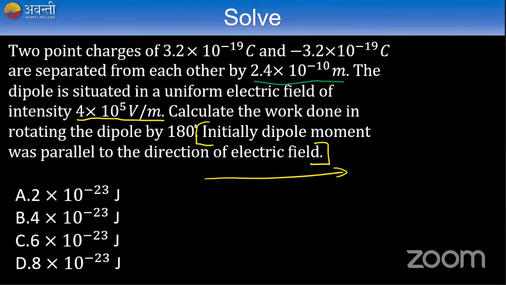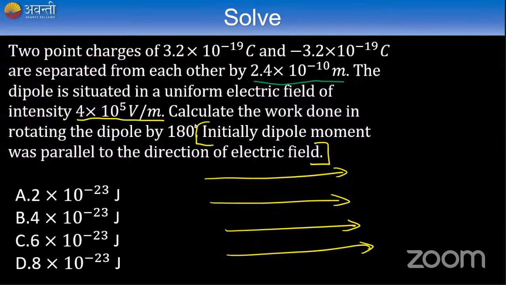So there is some uniform electric field E of magnitude 4 into 10 power 5 volt per meter. They have given E as 4 into 10 power 5 volt per meter. Hari Prasad, your question, W is equal to minus of PE, right? I'll come back to that, Hari Prasad. Wait, let me explain this question first.